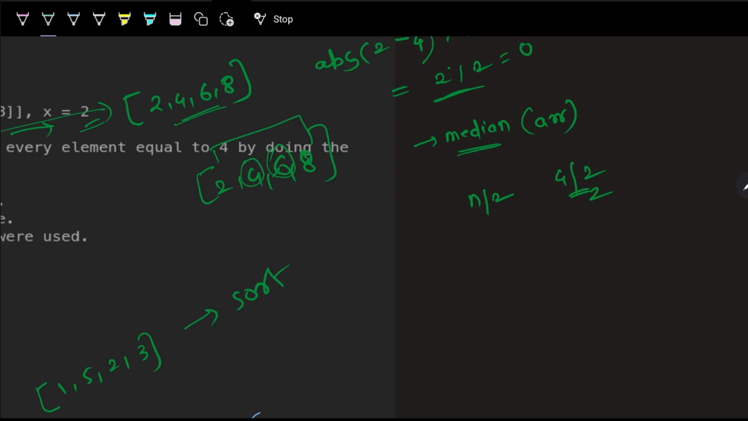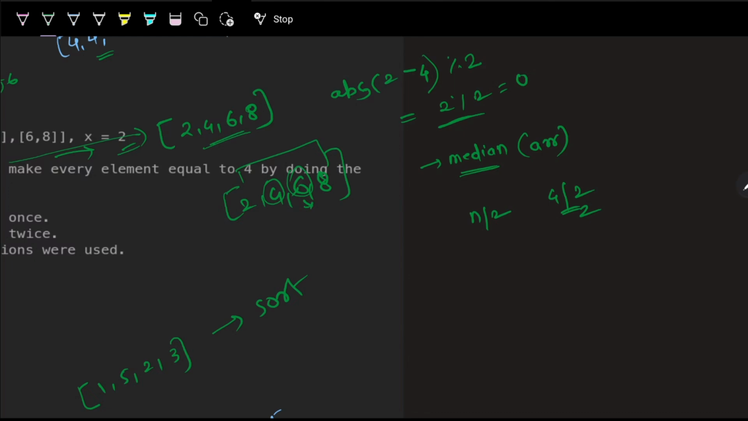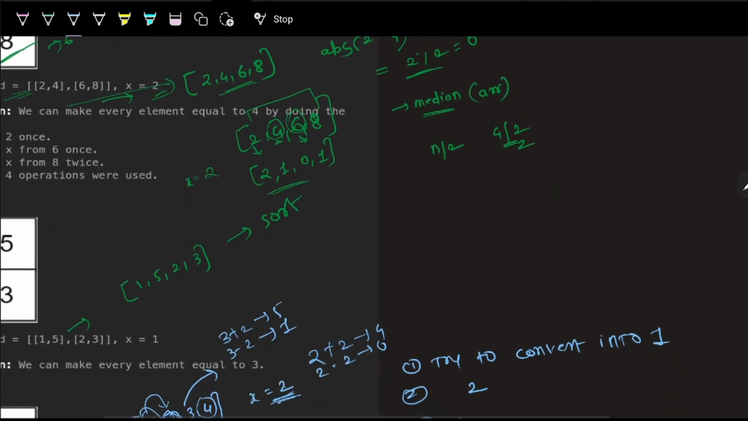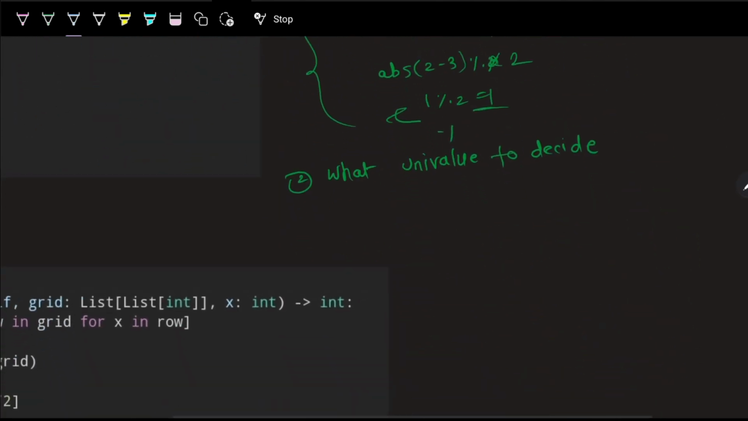If you try to convert everything into 6, it will again give you the same answer. How? For 2 converting into 6, how many x do I need? 2x. For 4, I need only 1x. For 6, I need 0. For 8, I need 1. So the answer for this as well is 4 only. I hope you are getting that point. So basically, what uni value to decide? First, convert 2D to 1D.